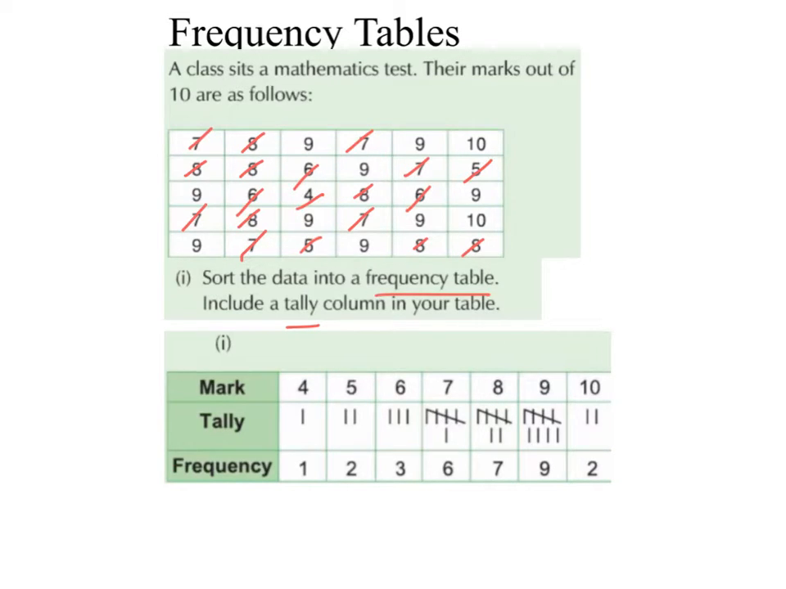Then I move on to 9. 1, 2, 3, 4, 5, 6, 7, 8, 9. So I have 4 dashes with a line going through it, represents 5, and then 6, 7, 8, 9. So I've got 9 in my frequency table. And then 10, I've got 1, 2. So 2 dashes and the number 2. So this is my frequency table.